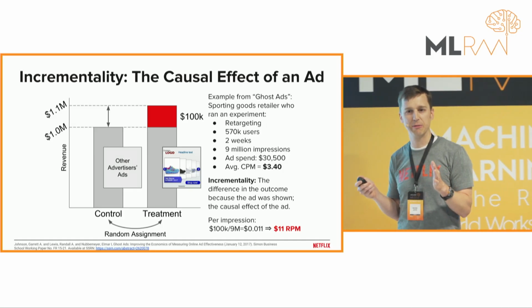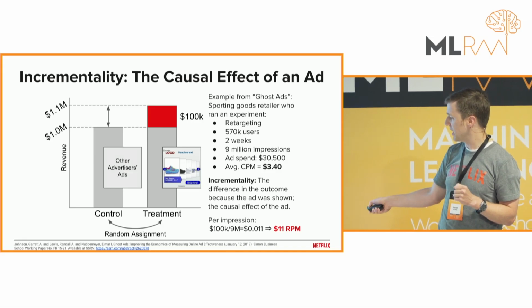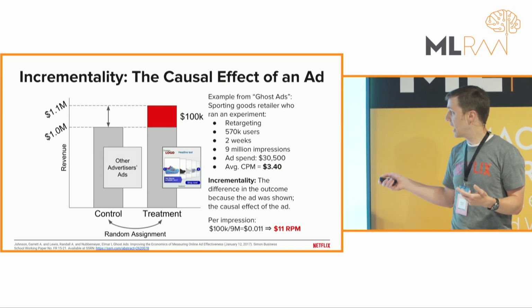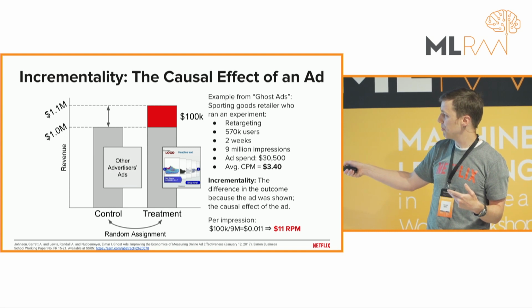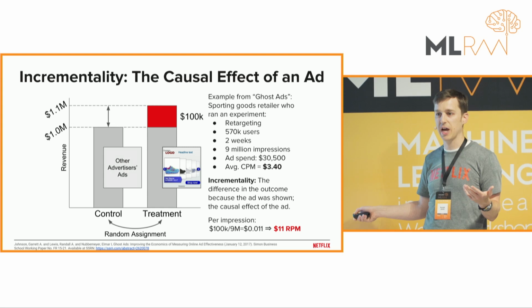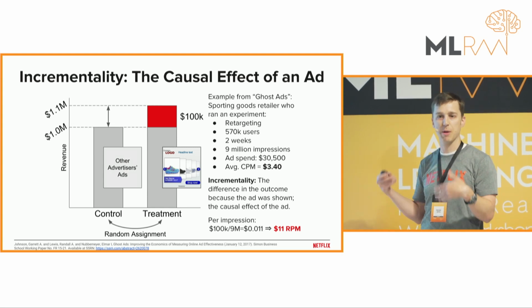Okay. Pretty clear, right? Seems really logical. So in this case, it allows us to establish per impression revenue gain. So in this case, it's $11 revenue per mil, or per 1,000 impressions. And what we see is the average CPM is $3.40. So depending on the gross margin of this advertiser, if their margins are about 30%, it turns out they break even.